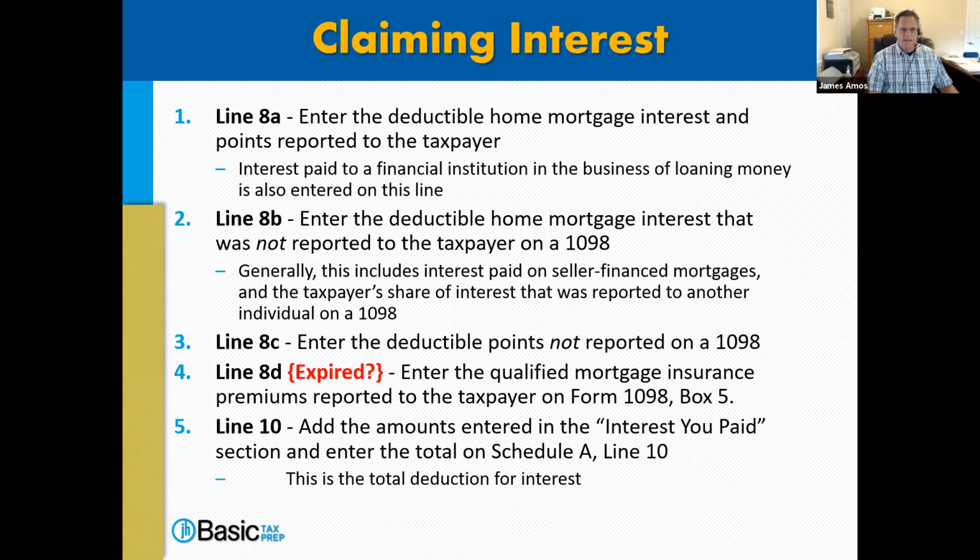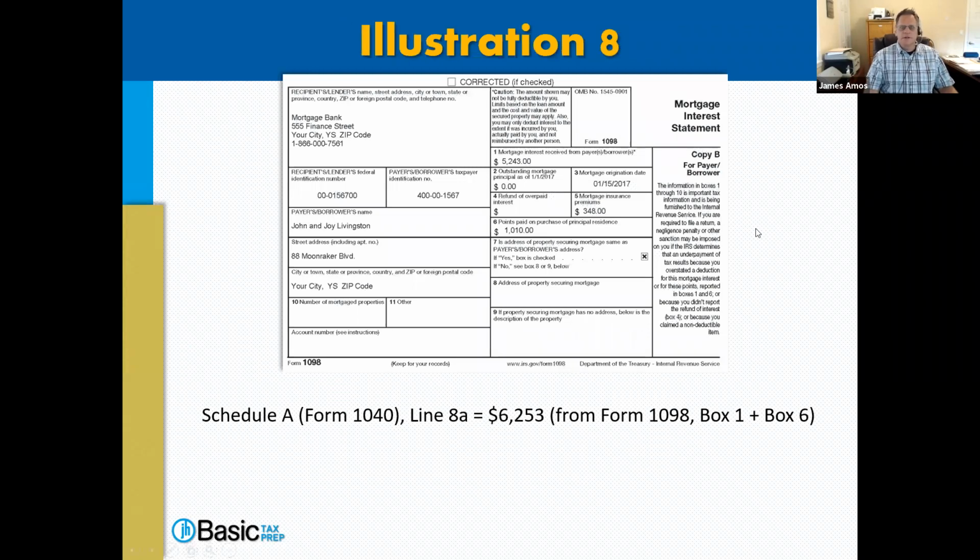Okay, that's claiming interest. So here's a mortgage interest statement, and we're just going to look at one that's kind of filled out. There's the mortgage interest received, $5,243. This is giving the amount of mortgage principal, $0. That's not very realistic.